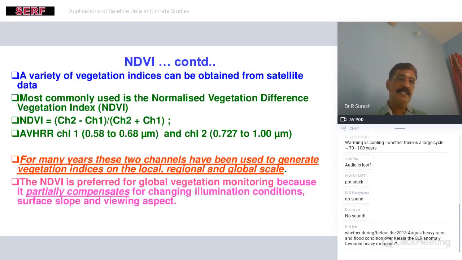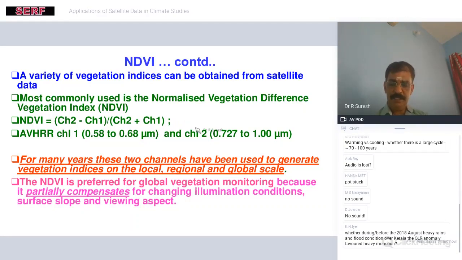NDVI was initially defined from the polar orbiter satellite NOAA series, the AVHRR series. Channel 1 is in the band 0.58 to 0.68 micron. Nowadays other sensors are not in exactly this range, but this is the range normally. Channel 2 is the near IR. The reflectance from channel 2 minus the reflectance from channel 1, divided by their summation, is the normalized difference vegetation index, NDVI, as we call it.